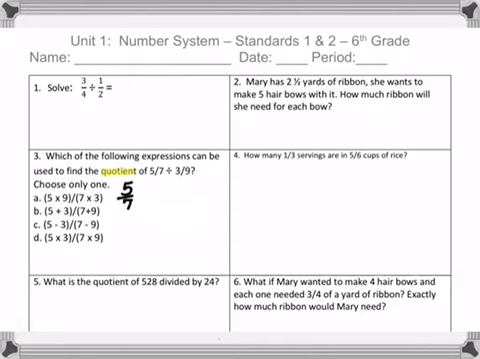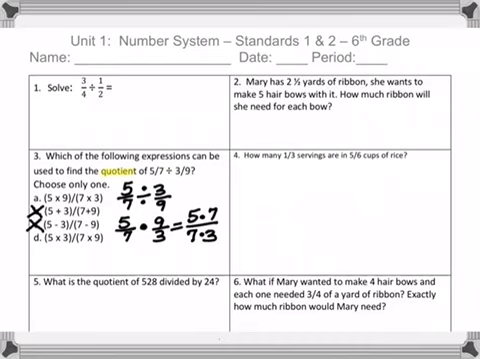5/7 divided by 3/9 can be solved by multiplying 5/7 times the reciprocal of 3/9, and that would give us this process of 5 times 7, which is numerator times numerator and denominator times denominator. I can immediately eliminate B and C because they have addition and subtraction in their procedures. So the best answer is going to be A.